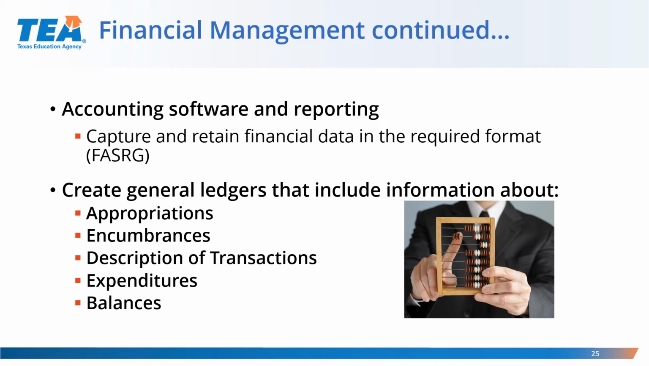The FASRG helps us to create general ledgers that have uniformity with regard to certain information, specifically about appropriations, encumbrances, description of transactions, expenditures, and balances, so that we can compare apples to apples and do financial management testing or cash management testing.